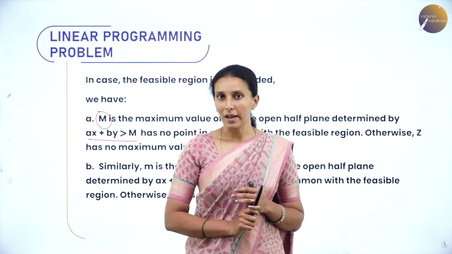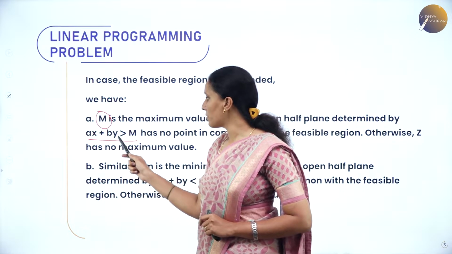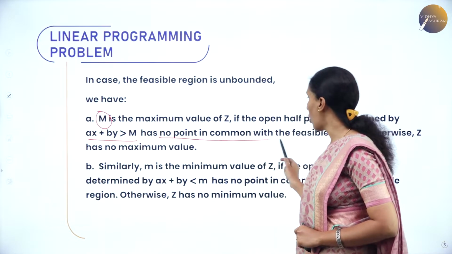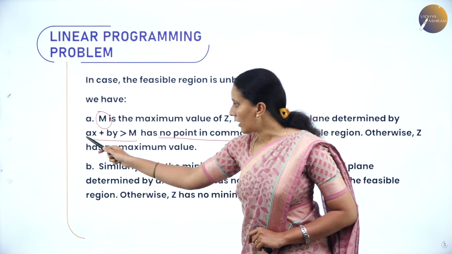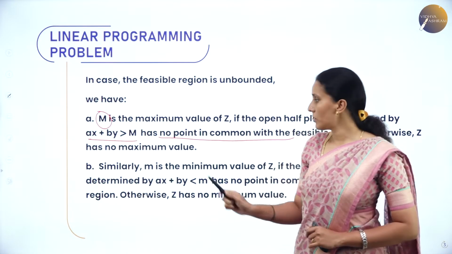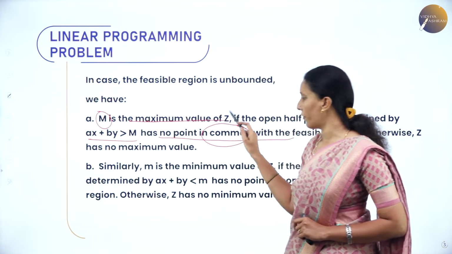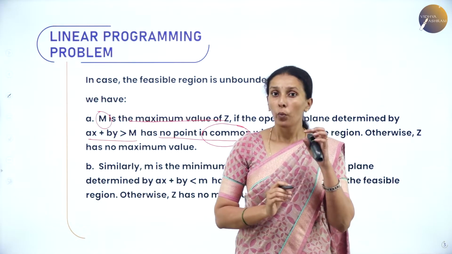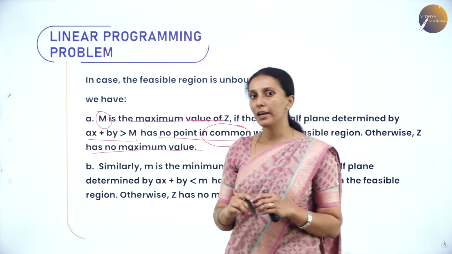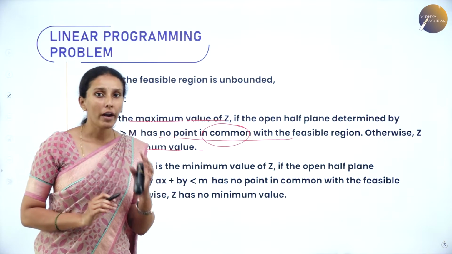Suppose I get some 10 as a maximum value, then I have to draw one more line in the graph taking ax plus by greater than m. When I draw that line, if there is no point in common with the feasible region, that is, the line ax plus by equal to m does not pass through the feasible region, then we say that m is the maximum value of z. If there is any point in common with the feasible region and the line, then we say there is no maximum value.